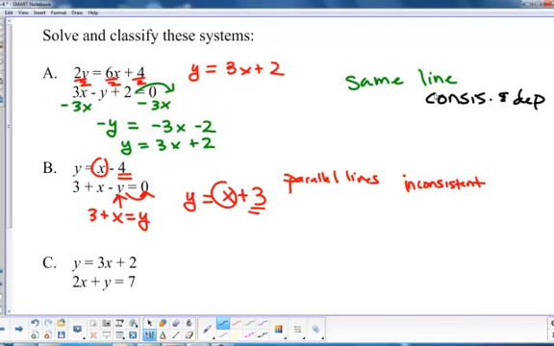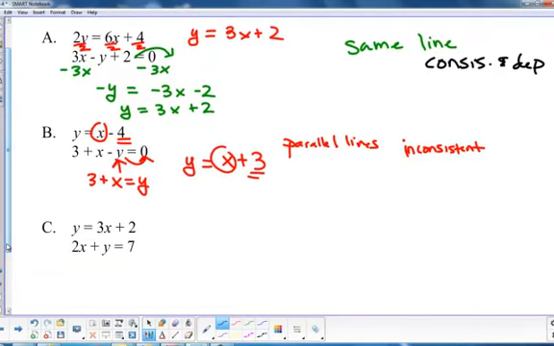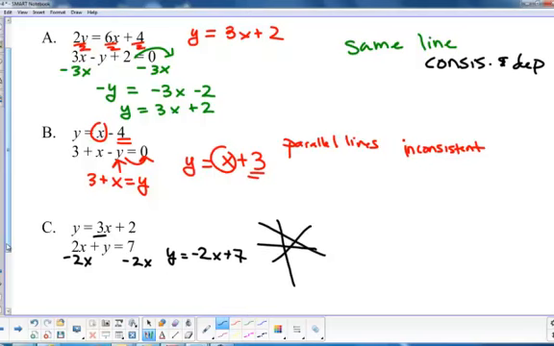And the last one, again, let's solve for y. So this is y equals negative 2x plus 7. This first one is 3x plus 2. These are two lines that are going to cross somewhere. So they are consistent because they have a solution, and independent because they only have one solution.